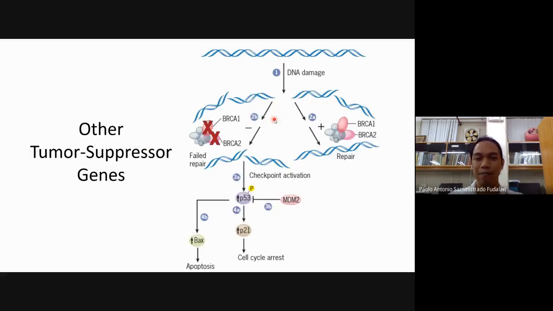This one is the breast cancer gene, so-called BRCA, which also helps in the repair of DNA damage. Okay.